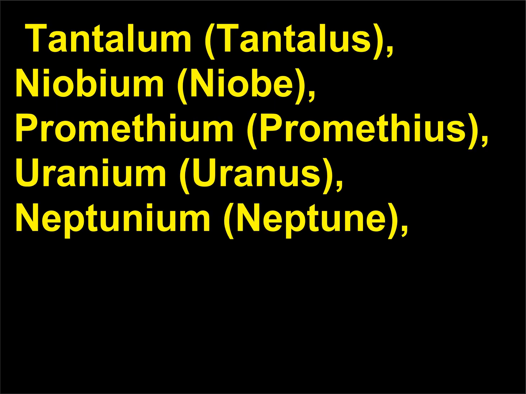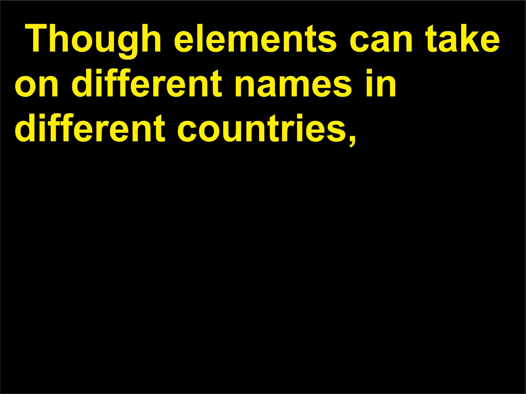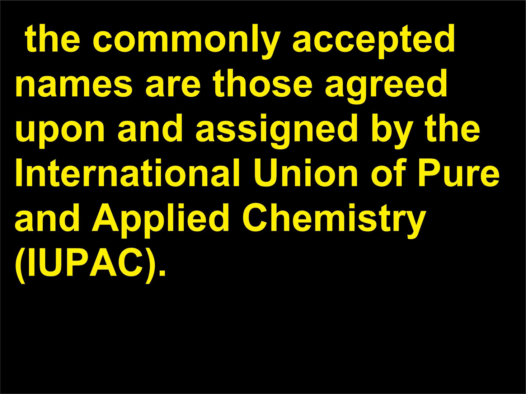Tantalum, Tantalus. Niobium, Niobe. Promethium, Prometheus. Uranium, Uranus. Neptunium, Neptune. Plutonium, Pluto. Palladium, Pallas. And Cerium, Ceres, are all named after mythological creatures. Though elements can take on different names in different countries, the commonly accepted names are those agreed upon and assigned by the International Union of Pure and Applied Chemistry, IUPAC.